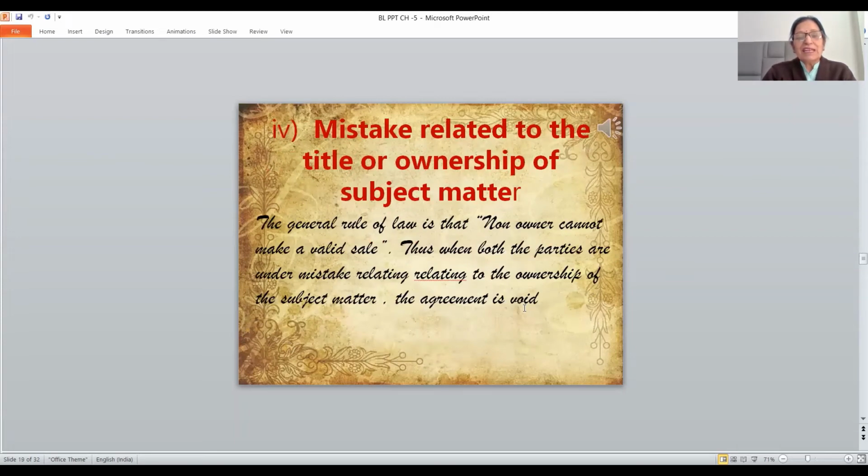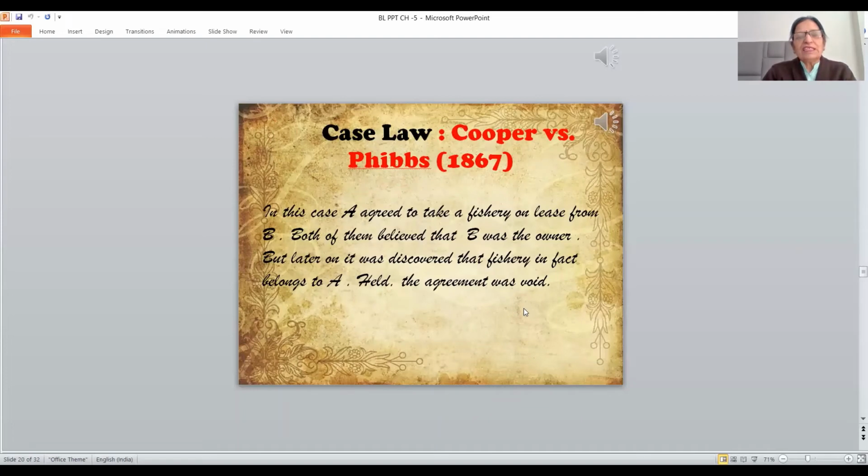So next is mistake related to the title or ownership of the subject matter. So nemo dat quod non habet, a non-owner cannot make a valid sale. If the sale is made by a non-owner, then the agreement will not be valid. There is a case law regarding this, which is Cooper versus Phibbs. In this case, A agreed to take a fishery on lease basis from B. Both of them believed that B was the owner. But later on, it was discovered that the fishery in fact belonged to A. So both were under mistake. A was thinking B is the owner, B was thinking A is the owner. So the agreement was held as void.